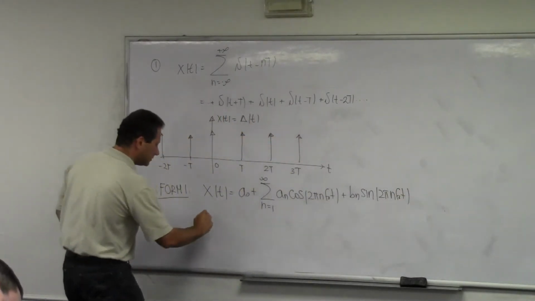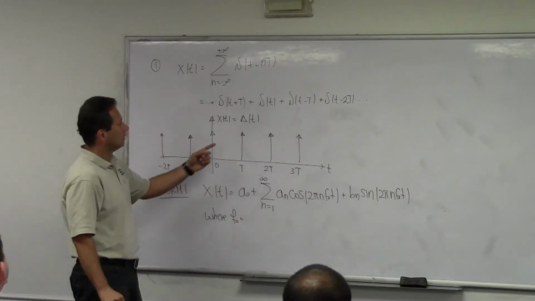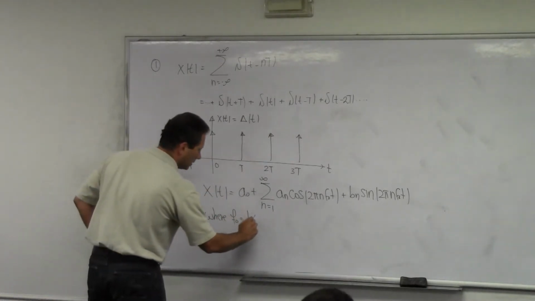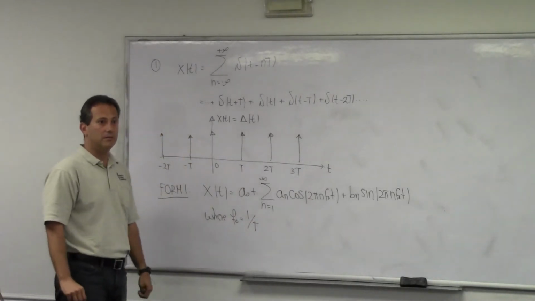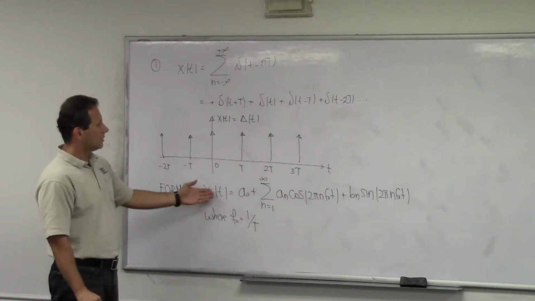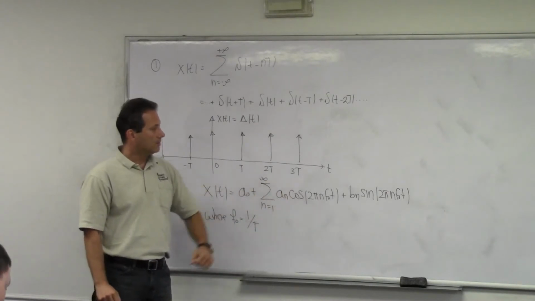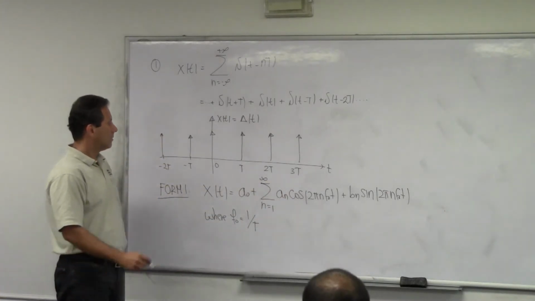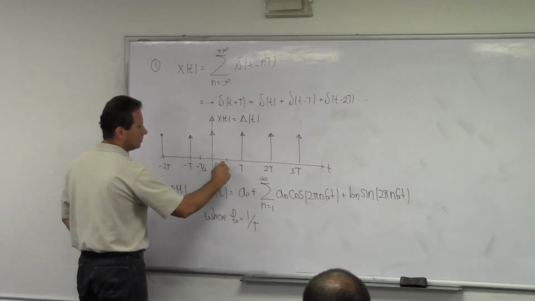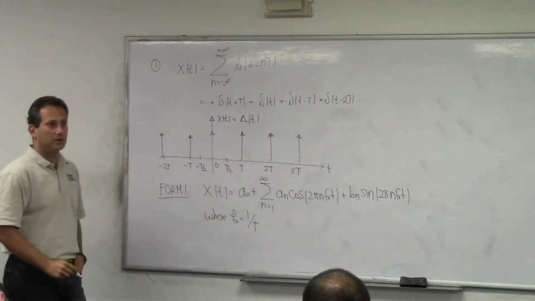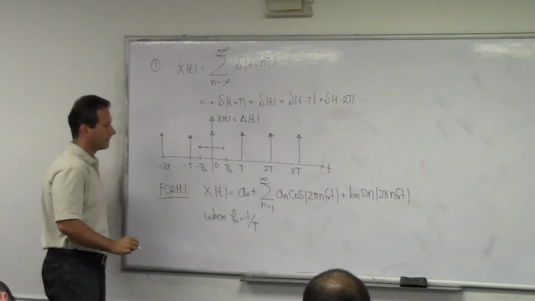What is f0 in this case? F0 is 1 over T, right? The period of this one is T. How do I see that? If I shift it by T, it becomes itself. So now, I look at this and say, okay, there's a0, there's an and bn that I need to calculate. So how am I going to integrate? This takes a little practice. What I'm going to do is integrate from minus T over 2 to T over 2. That is going to be the period that I integrate, from here to here. Okay?